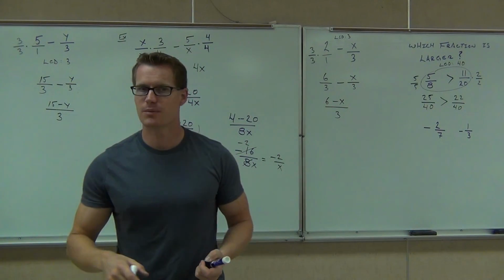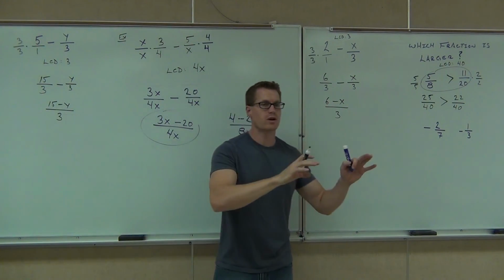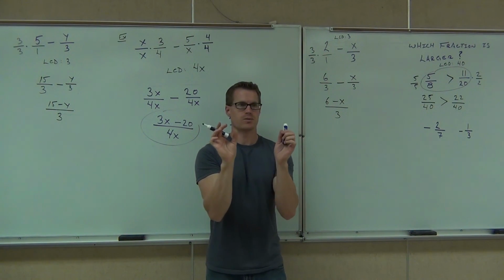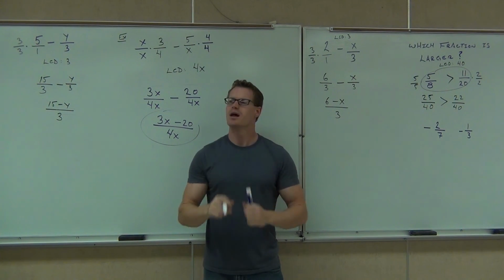You find a common denominator, and then you just look at the numerators. Whichever one's bigger tells you which original fraction is bigger. Are you with me on that one? Yep. Okay, let's try the next one.